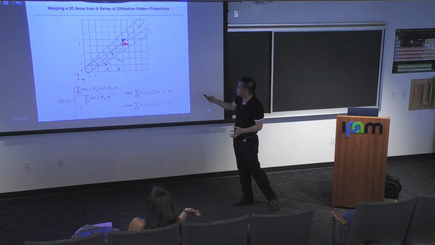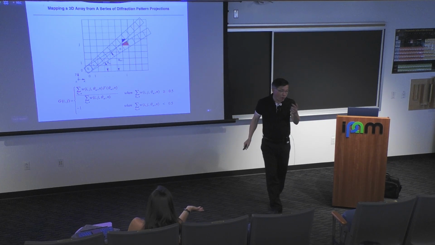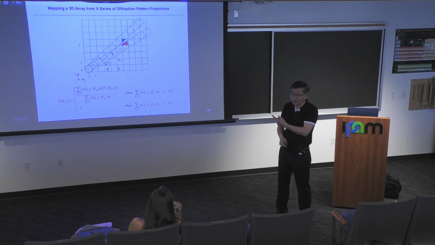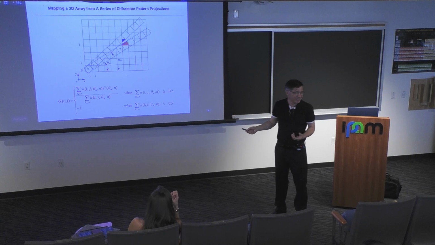See how much overlap is larger than 50%. Then you keep it. But there's a problem with this method. Anybody know what the problem with this method is? The problem is the Fourier transform: the intensity variation is very large. The interpolation in Fourier space is not good.